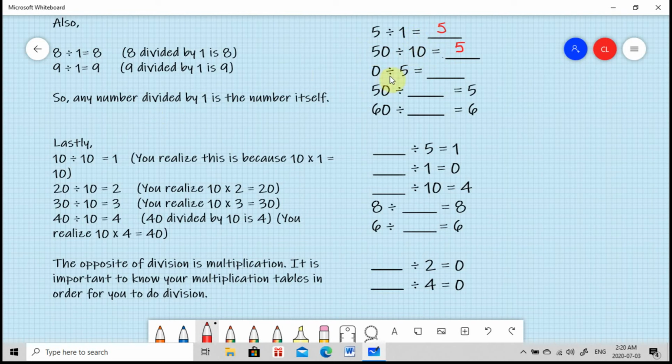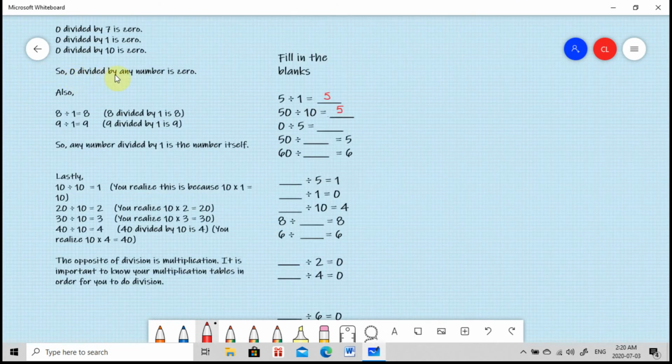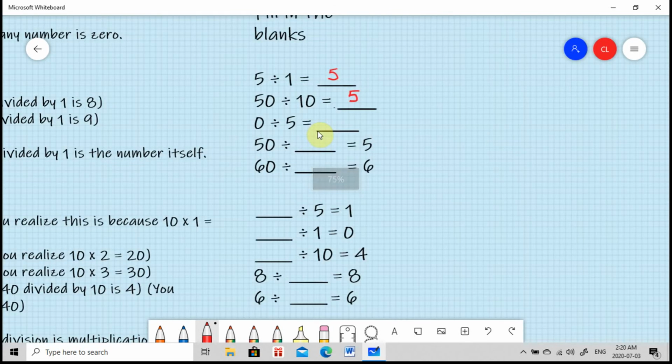Okay, so what about 0 divided by 5? Let's go up to the general rule. 0 divided by any number is 0. So 0 divided by 5 is 0. Alright, so the answer here is 0. This one is basically this one. So 50 divided by 10 is 5. So 60 divided by 10 is 6, because 10 times 6 is 60.